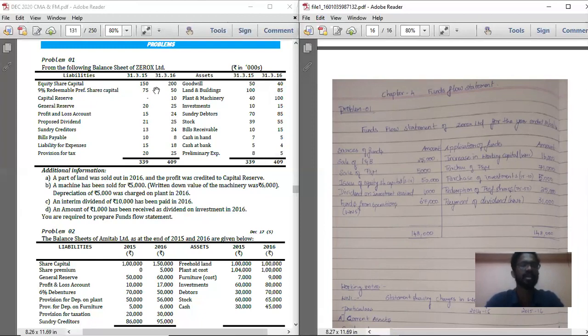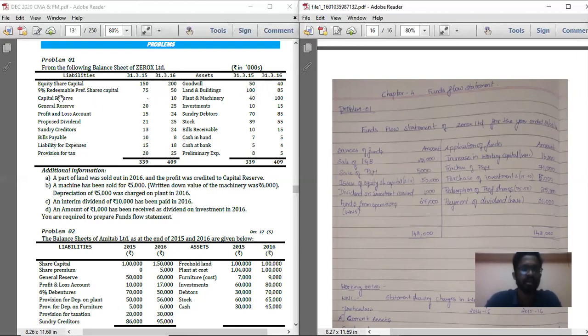When funds are coming in, what is the entry? It should be taken to the source of funds because cash is coming in. So below the source of funds, record issue of equity share capital, within bracket 200 minus 150. In the amount column record 50,000.